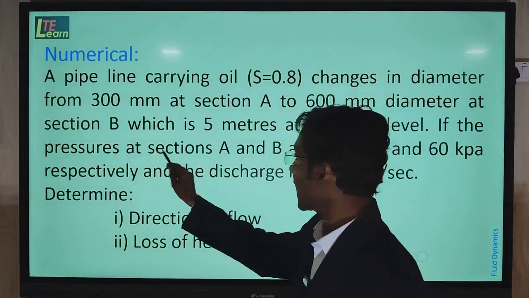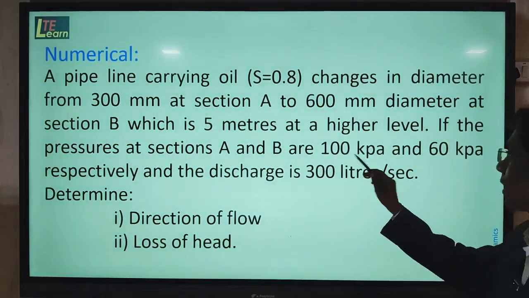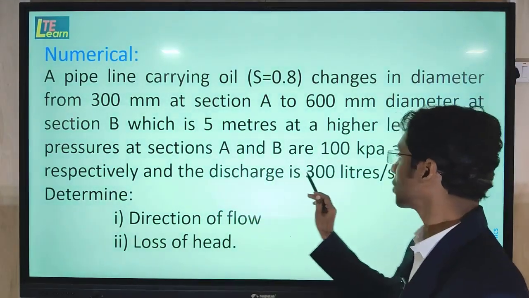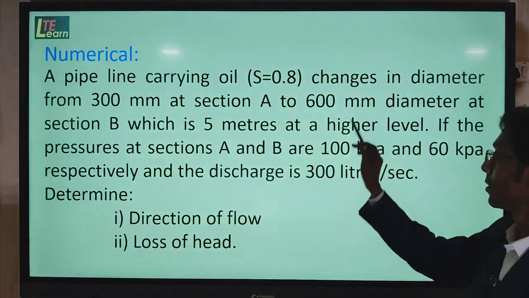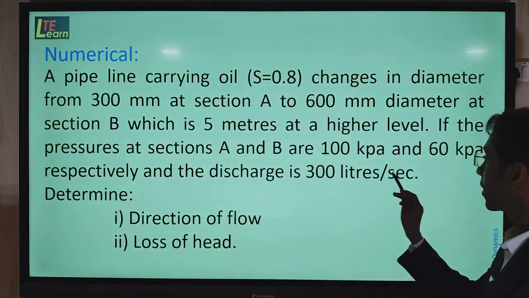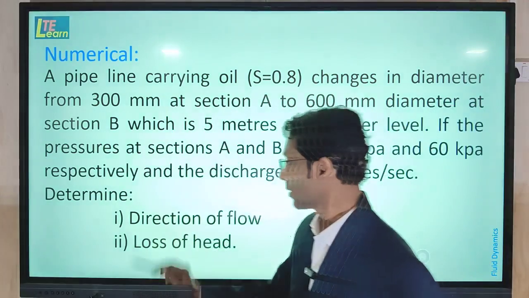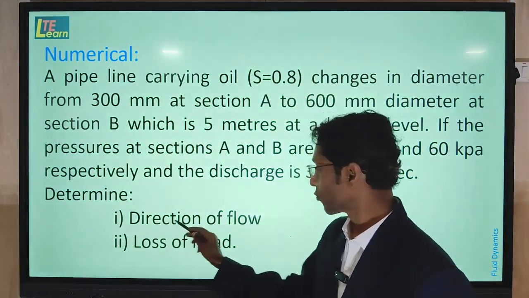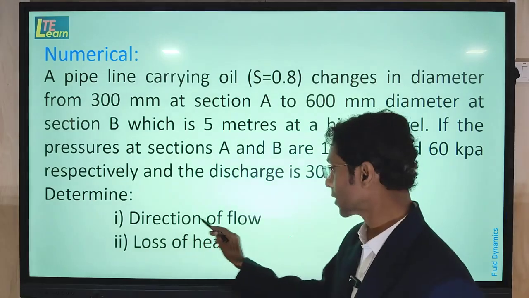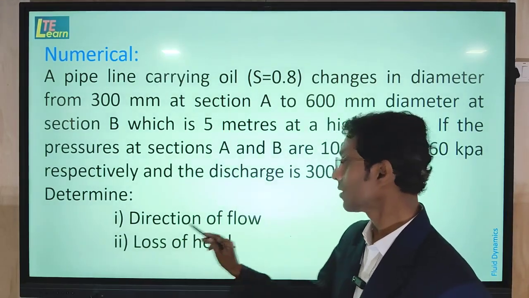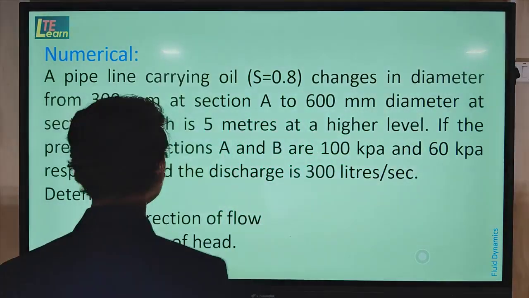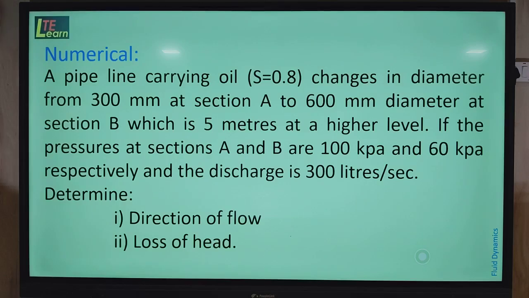If the pressures at section A and B are 100 kilopascal and 60 kilopascal respectively, and the discharge through the pipeline is 300 liter per second, determine, first of all, the direction of flow and then the loss of head. So for this, first of all we have to draw the diagram. With the help of the diagram then we can proceed.